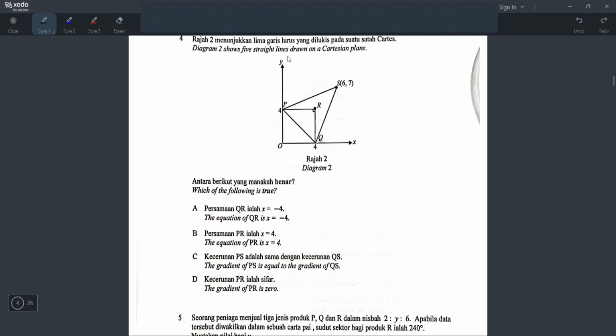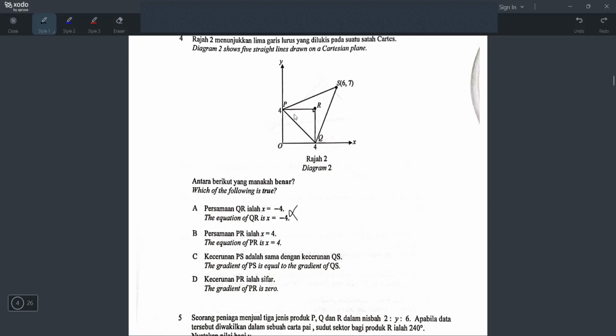Okay, number 4. Diagram 2 shows 5 straight lines drawn on a Cartesian plane, and then they ask which of the following is true. Option A, the equation of QR is x equals -4. QR line is x equals 4. So this is wrong, because this is a line with no gradient. That's why, and it cuts the x-axis at 4, so it should be x equals 4, so it's wrong.